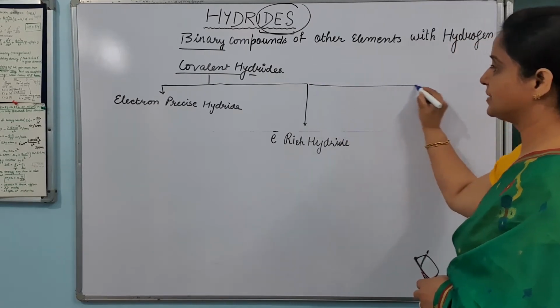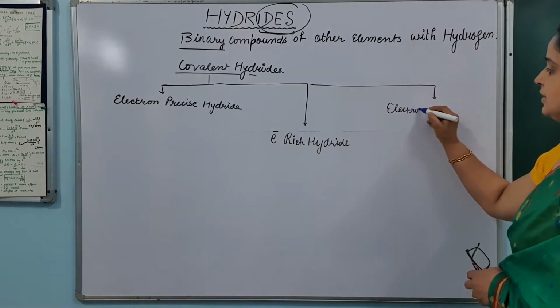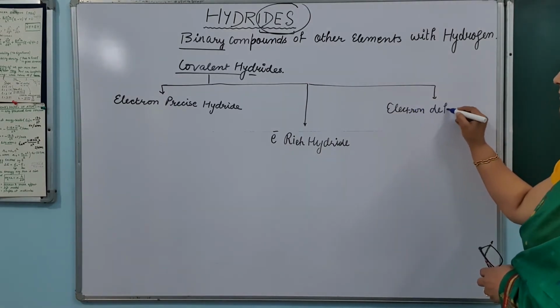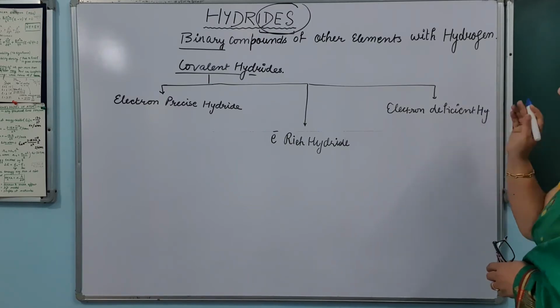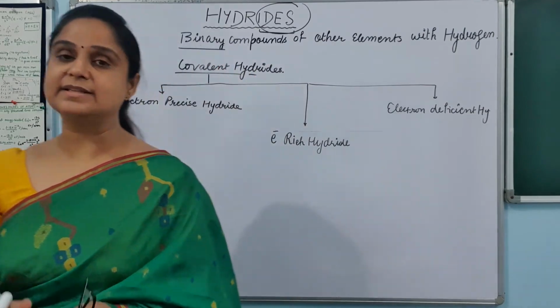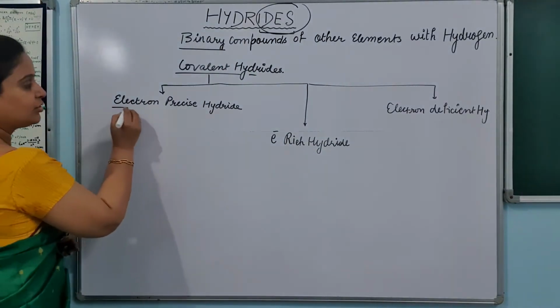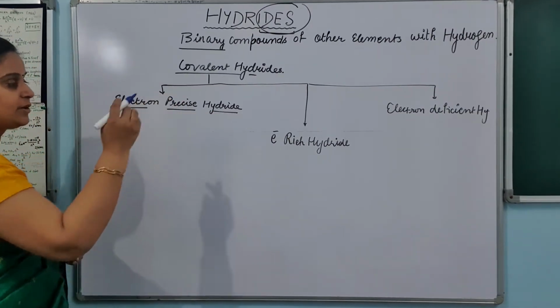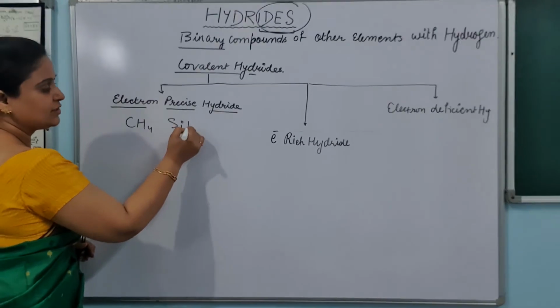And the next type is electron deficient hydride. One by one we will be talking about all of them: electron deficient, electron precise, and electron rich hydrides. First thing is electron precise hydride. The very good example is CH4, SiH4.